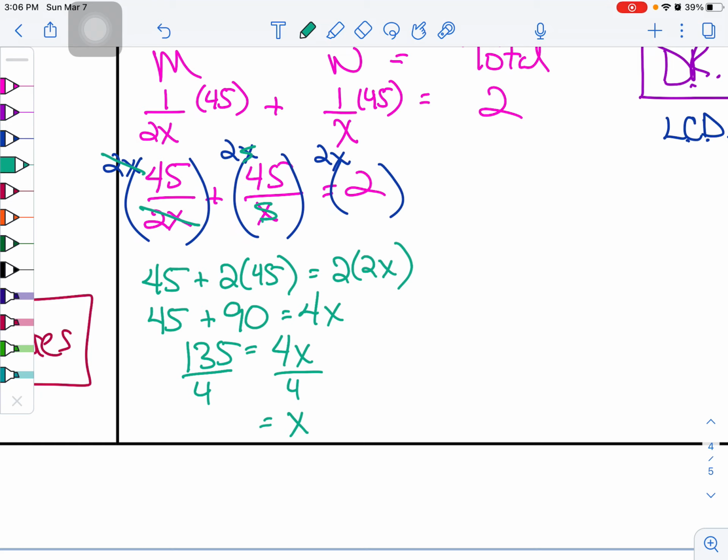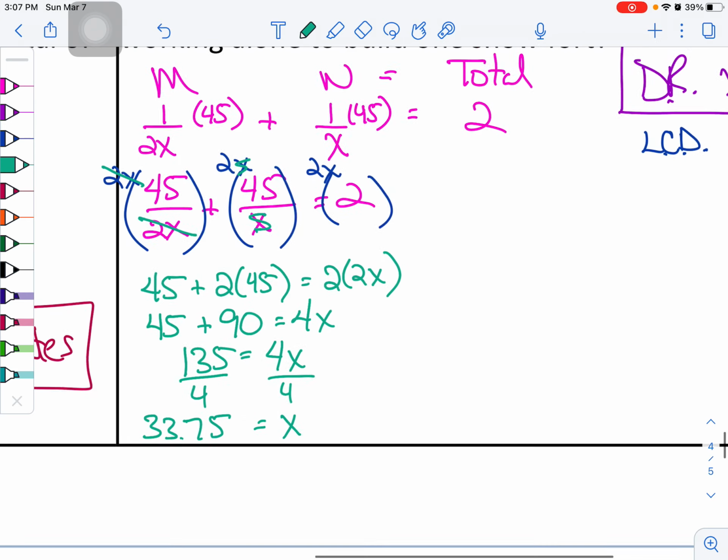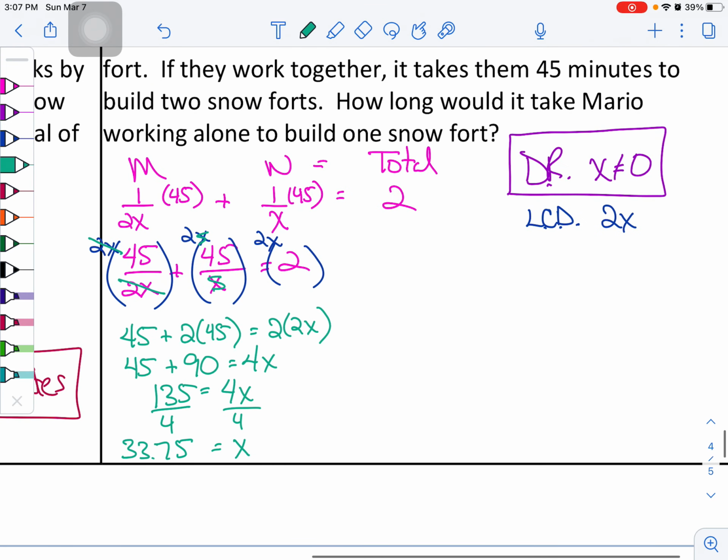So let's see, 45 plus 90 is 135. Yes, it is. I'm verifying that with a calculator just to make sure. Divide both sides by 4. So x is equal to 33.75. Now, what I want to be careful about with this problem is what does x represent here?